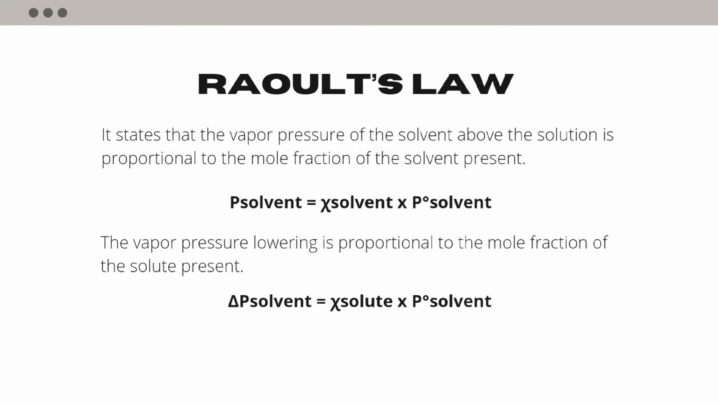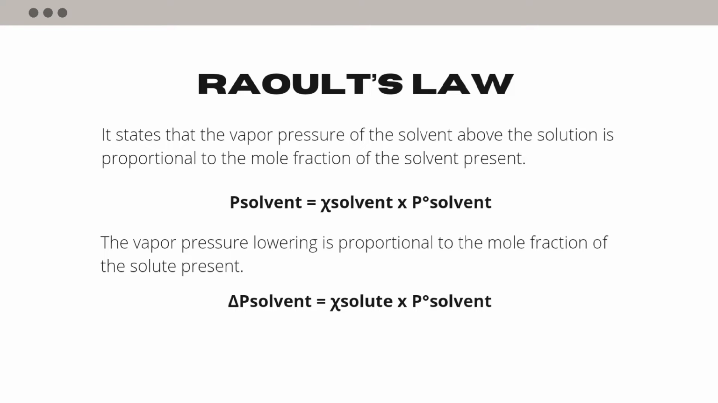Raoult studied this phenomenon over and over again and came up with a law. Raoult's law states that the vapor pressure of the solvent above the solution is proportional to the mole fraction of the solvent present. And here's the equation of Raoult's law.